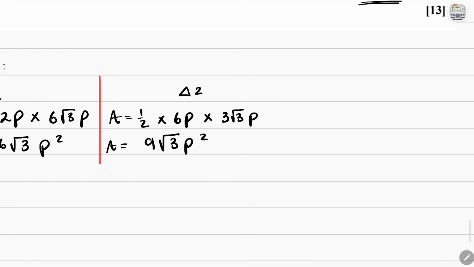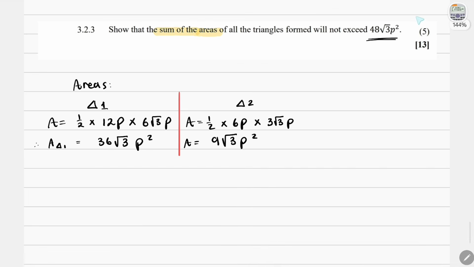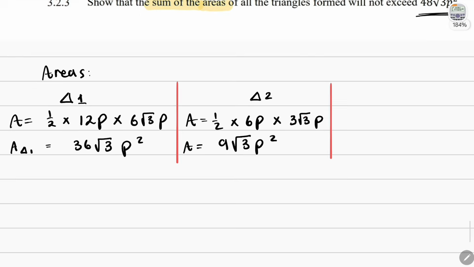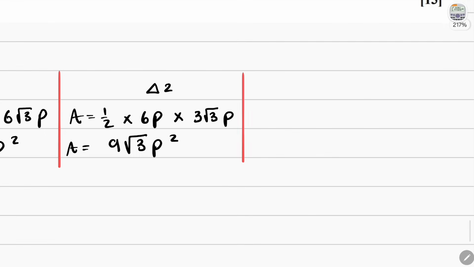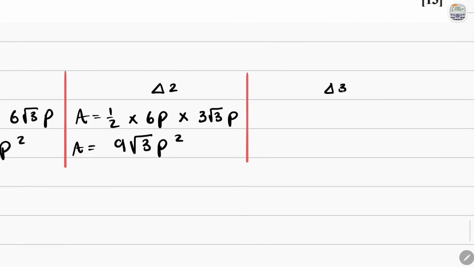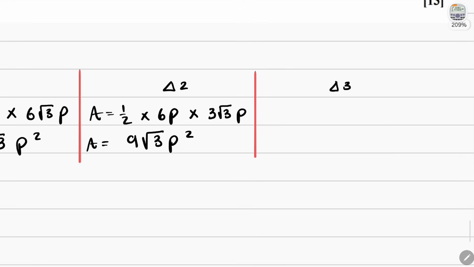And then the next area, the area of the third triangle. Really we just need 2 triangles because we just need the ratio. But okay, the third triangle will look like this. Let's just get 3 terms.